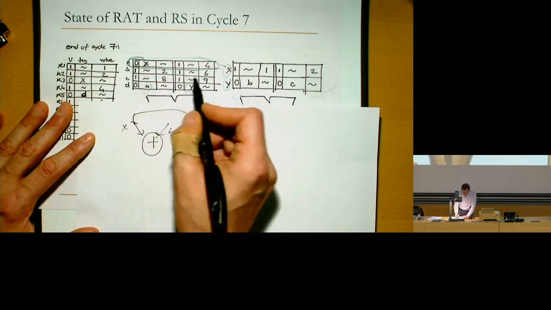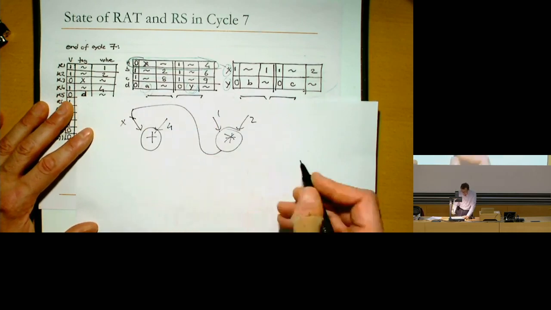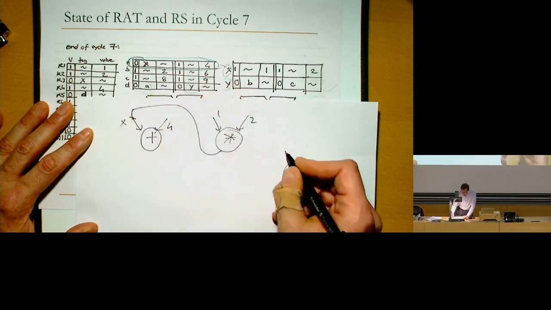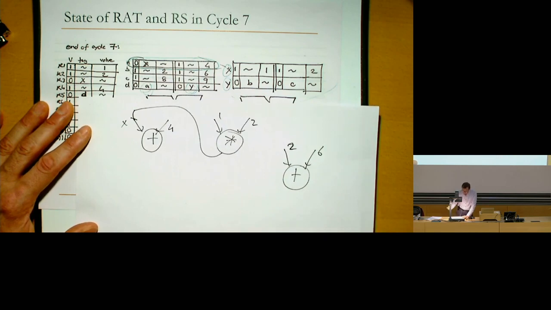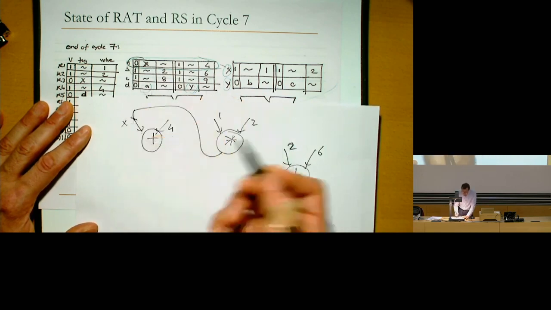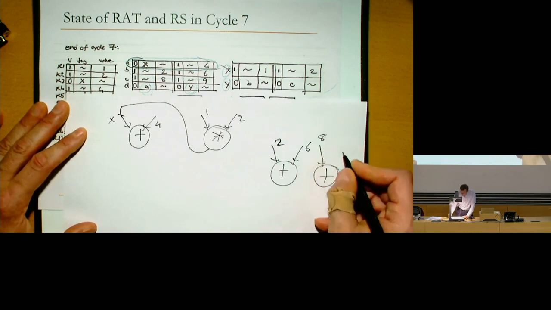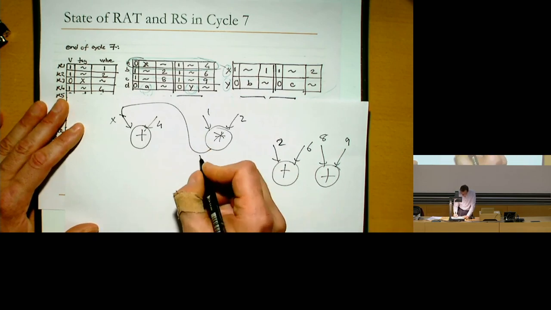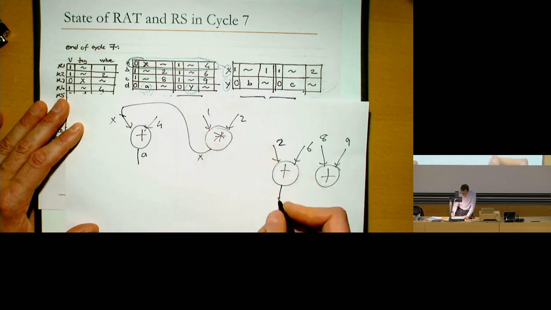Okay, let me switch to this one. That looks interesting. This is an add instruction, another add instruction. I'll put it over here. Both inputs are ready. One is 2, one is 6, right? Good. And then let's take a look at this one. This is another add instruction. Both inputs are ready. One is 8, one is 9. This is X. So this add is going to produce A. This add is going to produce B. This add is going to produce C.